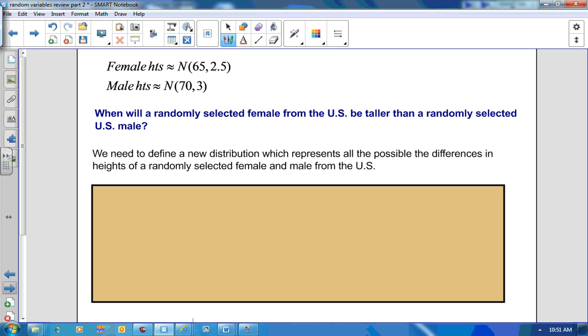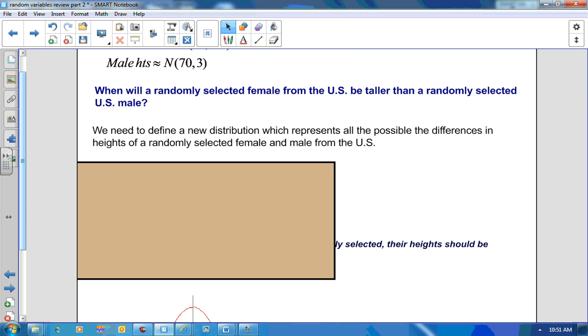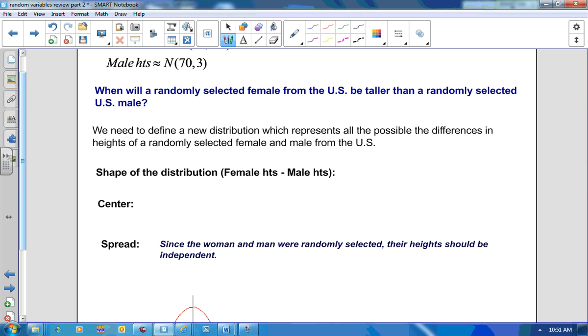All right, so just as a reminder, we said the female heights are approximately normally distributed with mean 65 and standard deviation 2.5. And the male distribution of heights is approximately normal with a mean of 70 and a standard deviation of 3 inches. Again, our question of interest is, when will a randomly selected female from the U.S. be taller than a randomly selected male from the U.S.? So what we need to do is define a new distribution which represents all the possible differences in heights of a randomly selected female and a randomly selected male from the U.S. All right, so what do we know about this new distribution?